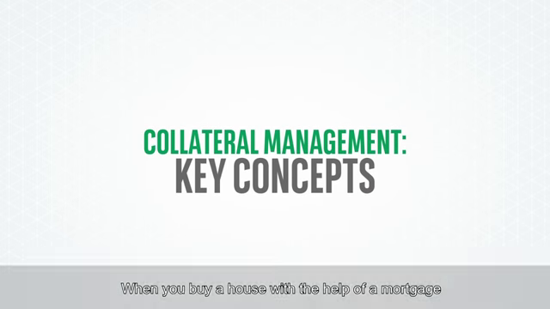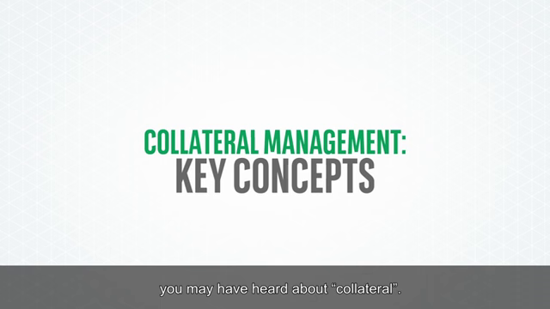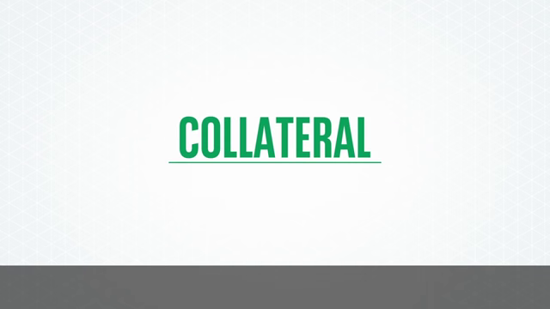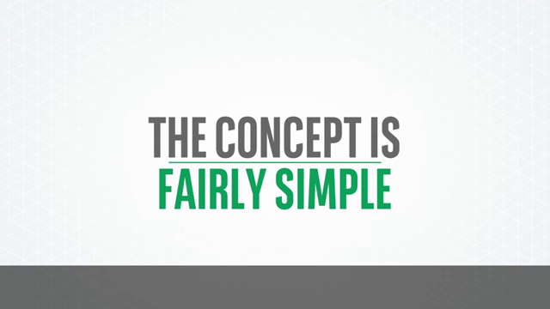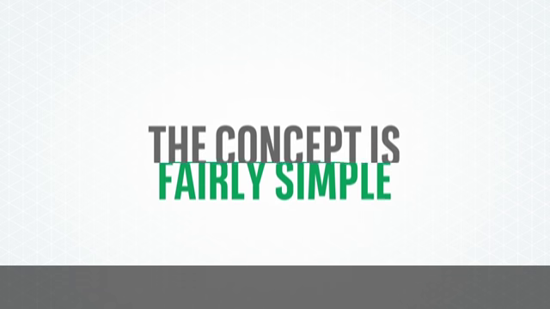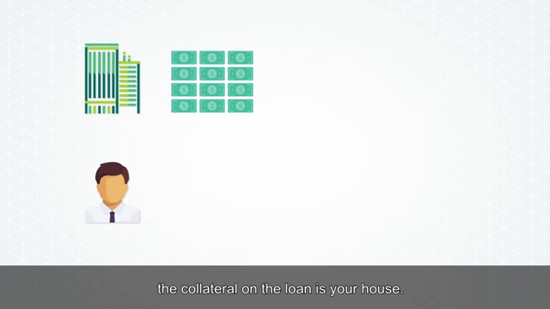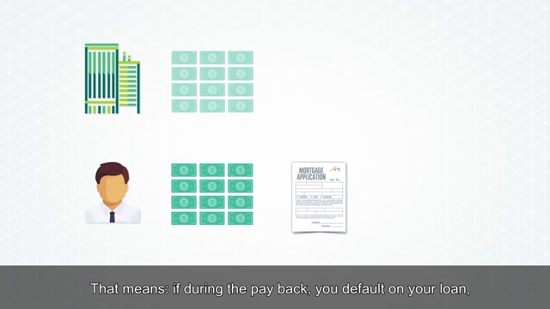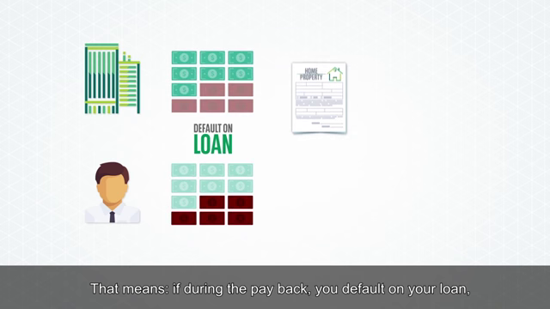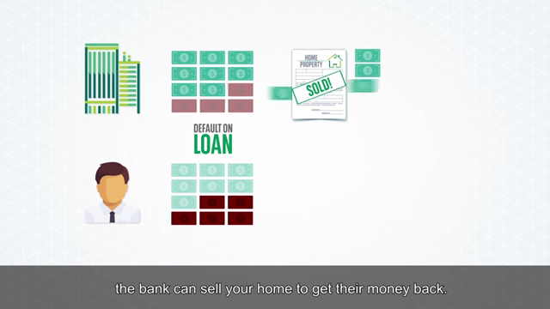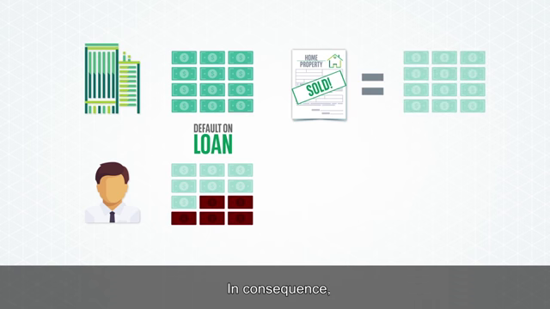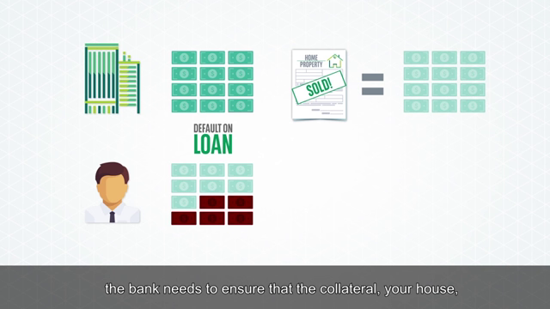When you buy a house with the help of a mortgage, you may have heard about collateral. In that case, the collateral on the loan is your house. That means if during the payback you default on your loan, the bank can sell your home to get their money back. In consequence, the bank needs to ensure that the collateral, your house, covers the value of the loan.